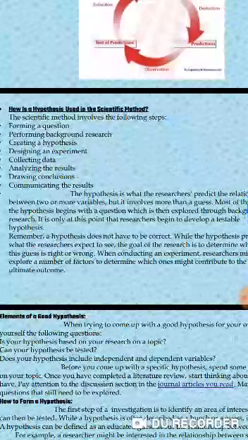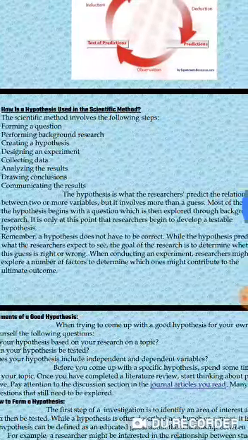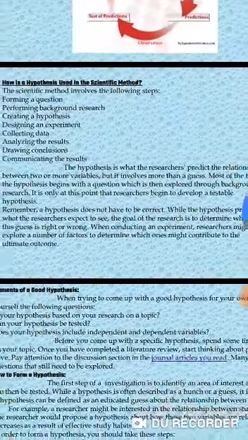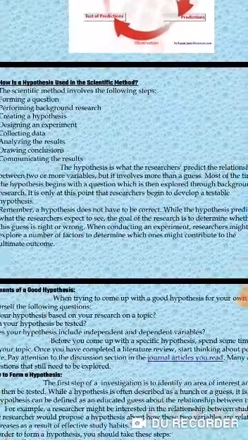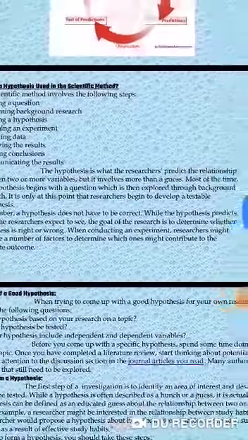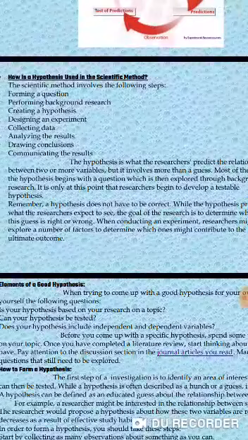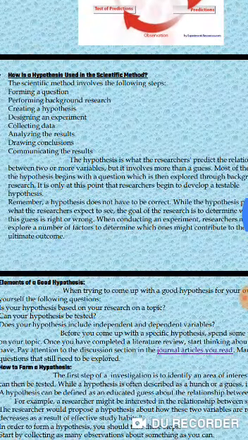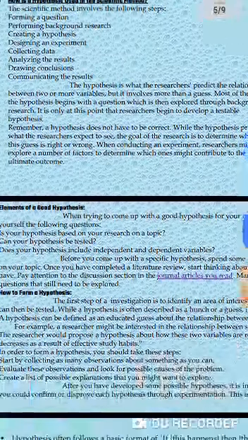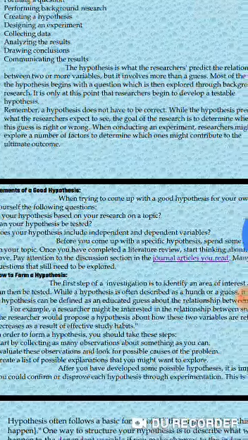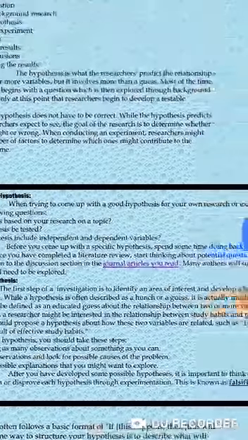While the hypothesis predicts what the researchers expect to see, the goal of the research is to determine whether this guess is right or wrong. When conducting an experiment, researchers might explore a number of factors to determine which one might contribute to the ultimate outcome. Elements of a good hypothesis. एक अच्छा hypothesis के लिए कौन से elements होने चाहिए, क्या चीज़ें उसमें होनी चाहिए.